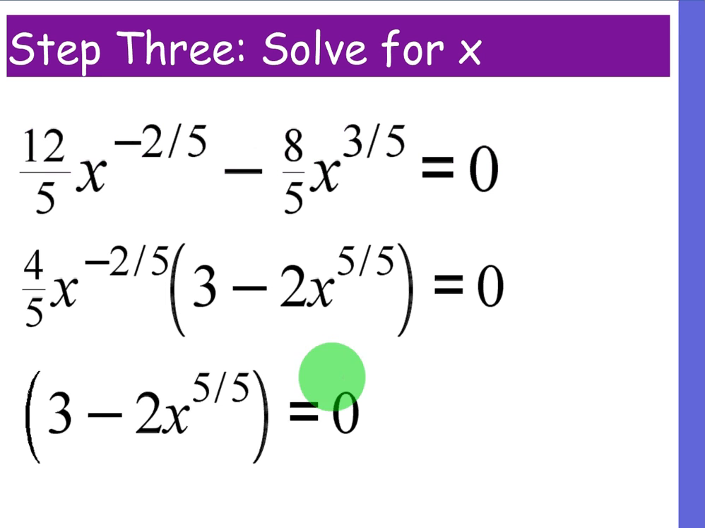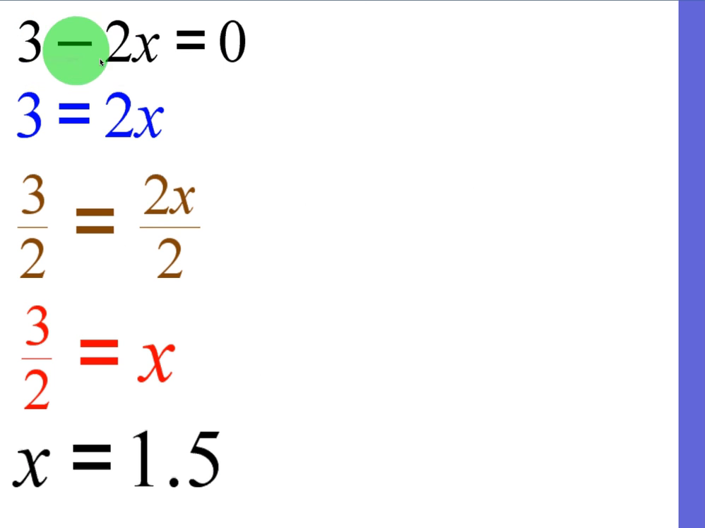Okay, so first of all, this will never equal 0 because it's a negative exponent. So we can rule that out, but we can set this equal to 0, and again, x to the 5/5 is just x. Let's take a look at what that looks like. It's going to be 3 minus 2x, because 5 over 5 is 1. Add 2x, divided by 2, x equals 3/2. So here's our first critical value at x equals 1.5.